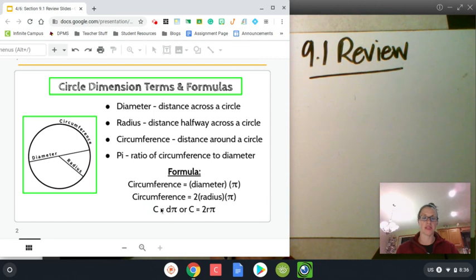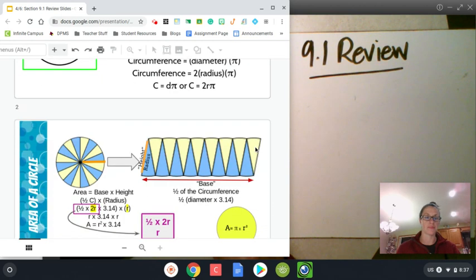And down here at the bottom of this slide shows you the two formulas. Remember, we mostly have been using pi as 3.14. Again, continue to use 3.14 when you're looking at pi. Otherwise, you can use the pi key in your calculator.